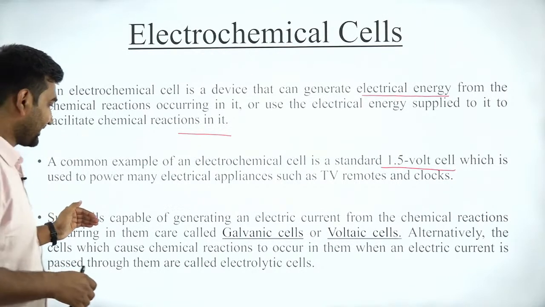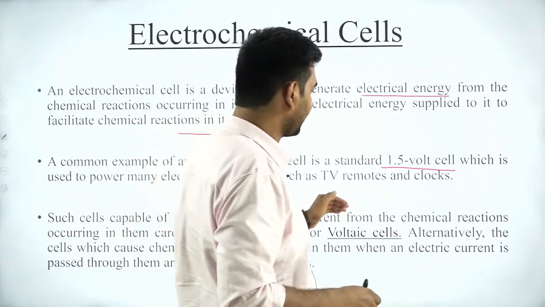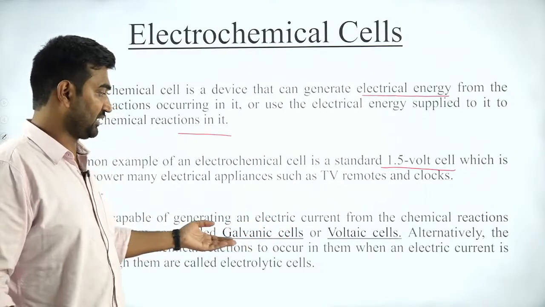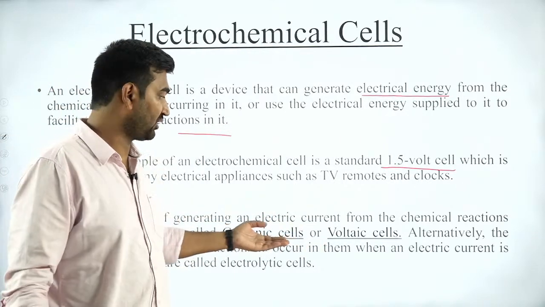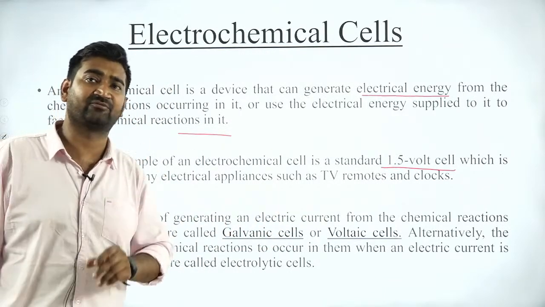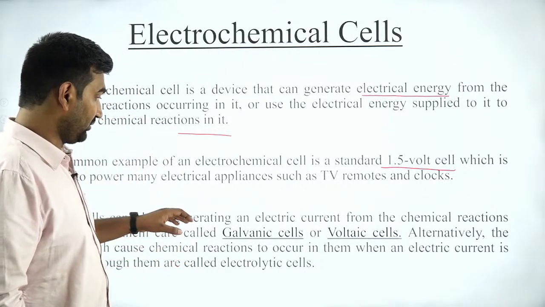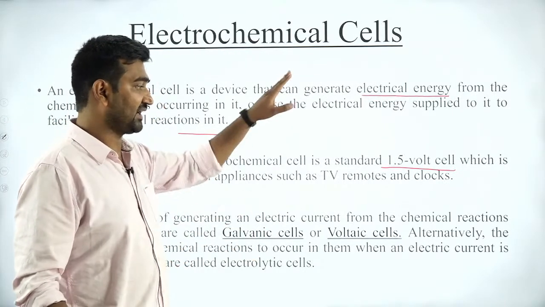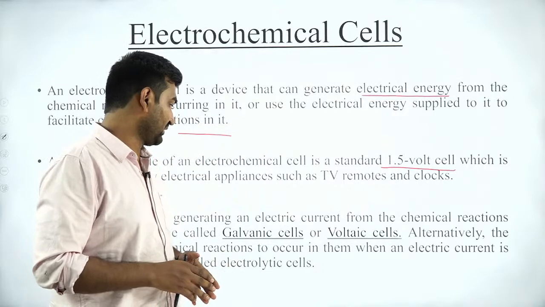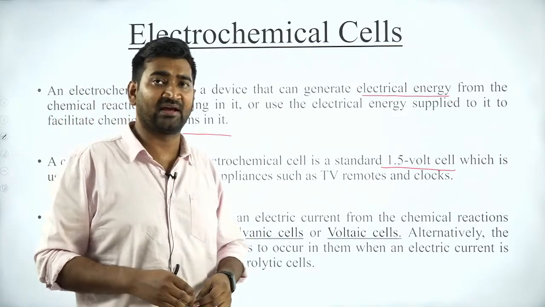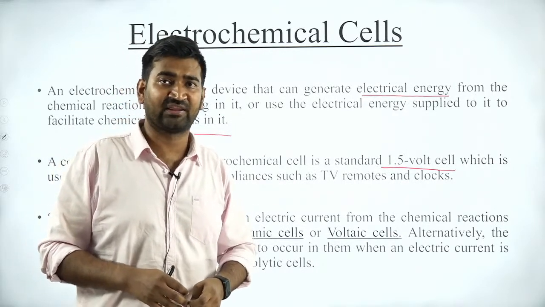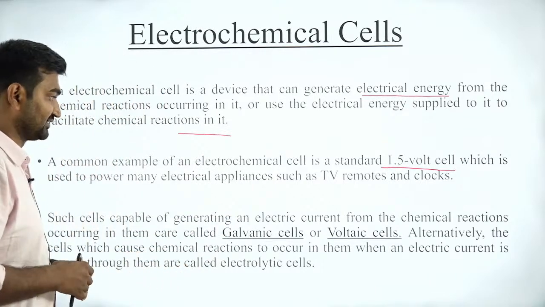Then such cells which are capable of generating an electric current from the chemical reaction occurring in them are called galvanic cells or voltaic cells. Because Alessandro Volta was the person involved there, that is how it is a voltaic cell, and Luigi Galvani was involved, so galvanic cell. The names are coming from the scientists' names. So it is again the same thing which we have discussed, that chemical energy will give me electrical energy, and the cells are called galvanic cells and voltaic cells based on the scientists' names, Alessandro Volta and Luigi Galvani. They were the scientists who found these cells.